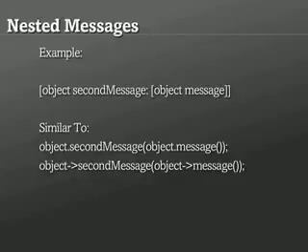Now, in nested messaging, the innermost brackets are done first, and then what is returned is used within the next set of brackets. It's considered to be poor practice to send more than 2 messages on one line.